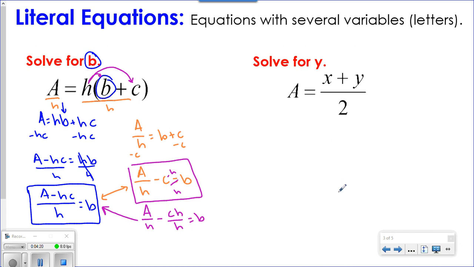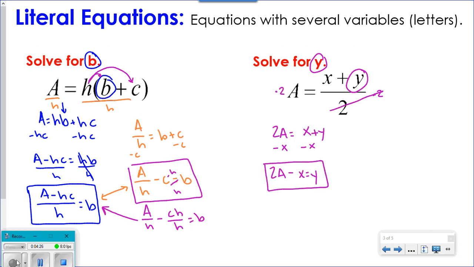Pause the video, see if you can find a value for y in our second equation here. The second one is a little simpler than the last one. We can multiply both sides by 2 to get our y out from the numerator, and then we just subtract x, and we get y equals 2a minus x.